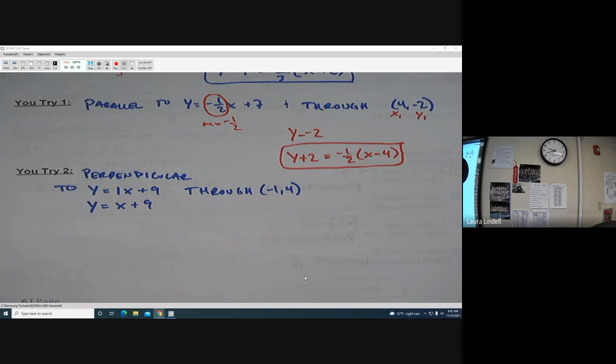Those are just two different ways you might see that equation written. So you've got to go y minus y1. It's easier than what everyone thinks.